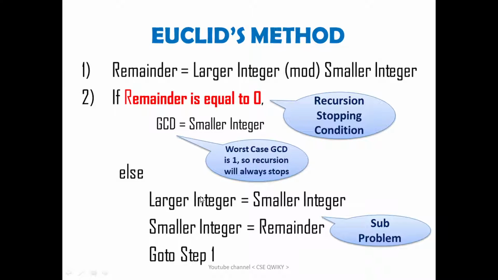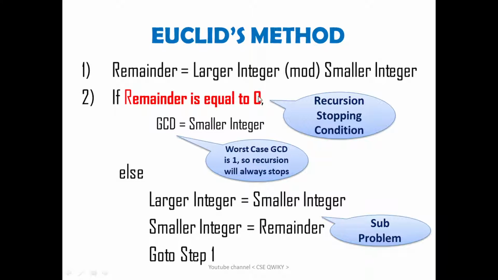There you assign the larger number the value of the smaller number. That is, the numerator is replaced by the denominator, and the denominator, which is the smaller integer, is replaced by the remainder. Then again we go to step 1 to find the remainder. This logic continues till the remainder comes to 0.